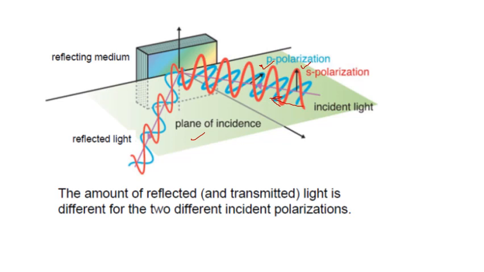You are observing here high intensity on the incident side and very little on the opposite side, and obviously this is the reflecting surface. The amount of reflected light is different for two different incident polarizations. Yes, it also depends on these angles.